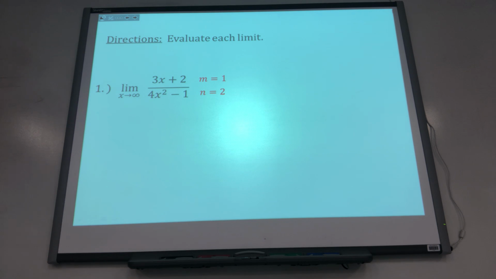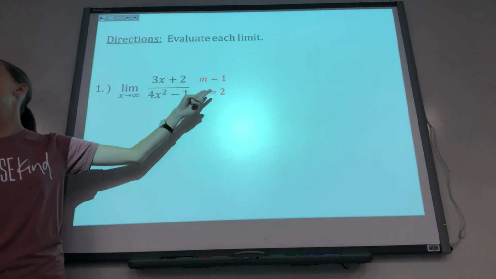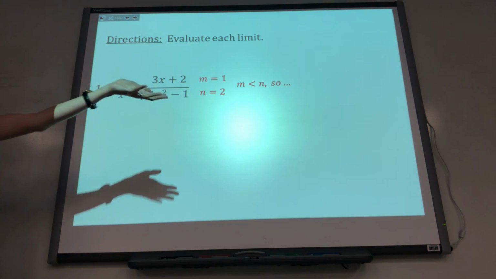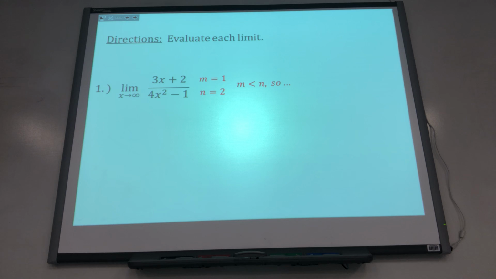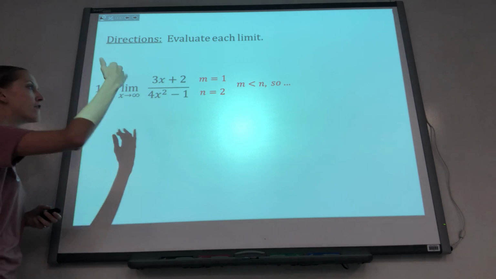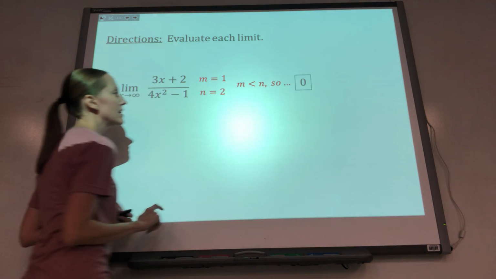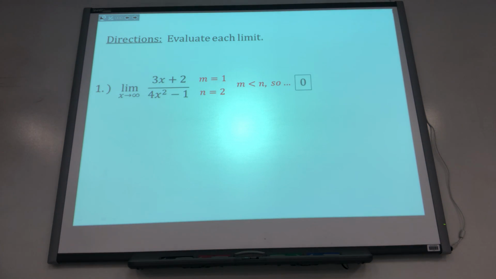So now we compare. M is 1, n is 2. That means m is less than n, because we all know 1 is less than 2. So if you look at your cases, that was the very first case that you wrote down. If m is less than n, the limit is just 0. So you don't have to graph it, you don't have to do anything fancy there. Anytime m is less than n, the limit will always be 0.